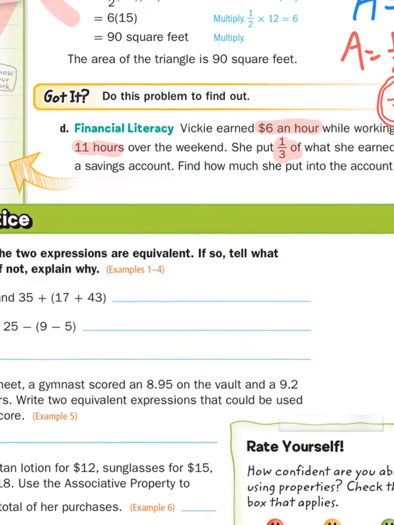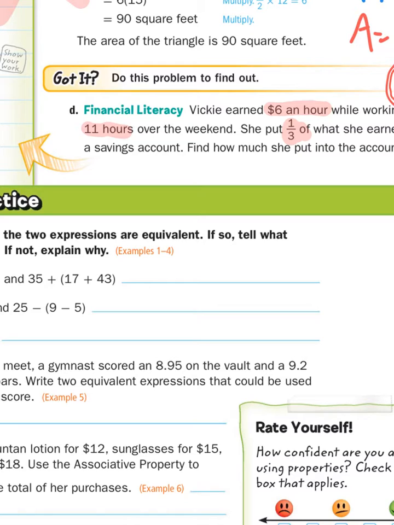Well, I'm going to get the problem set up for you. So here's what we know. She earned $6 for 11 hours, which is 6 times 11. And she put 1/3 of that. So that's times 1/3. And that will tell us how much she put into her account.